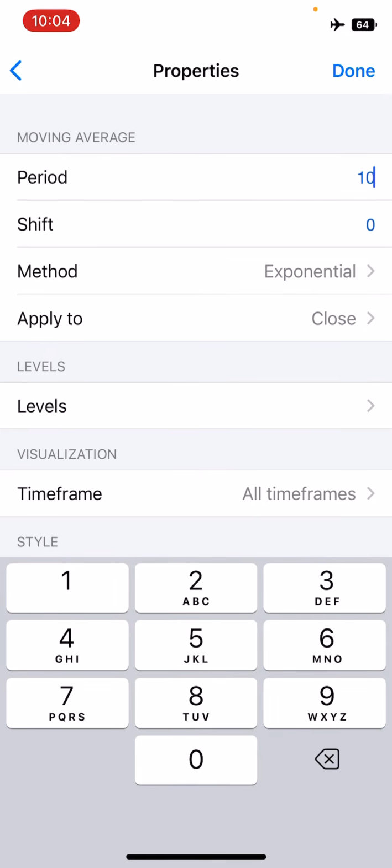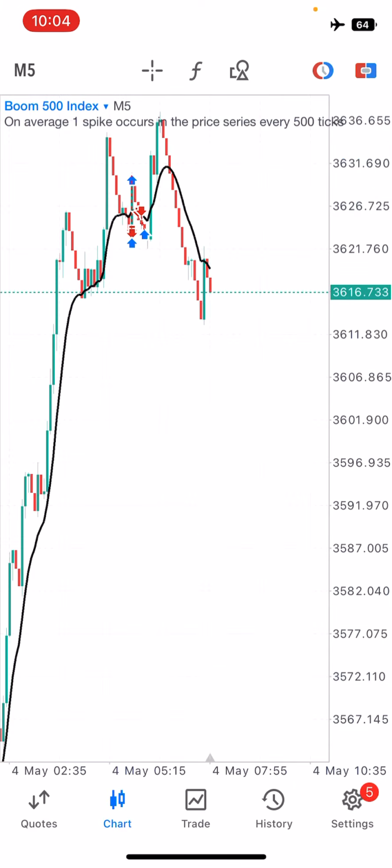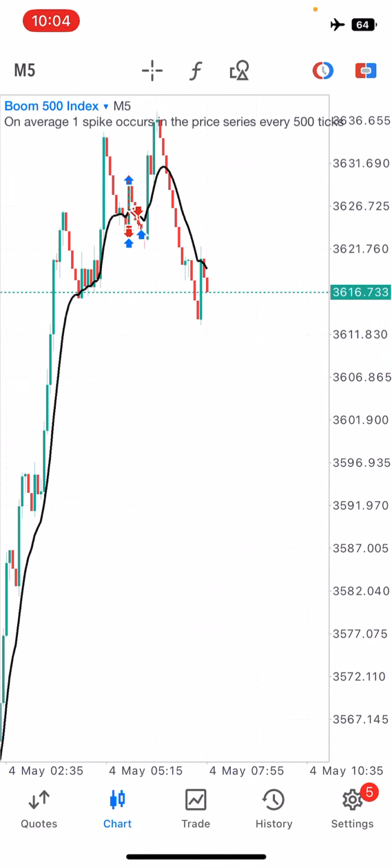This indicator is what we call the EMA 10, and I'll explain to you later on what the EMA 10 represents and what it does. But for now, we'll click done, and as you can see, we'll have that black line showing on our charts, and it means that we have successfully installed this first indicator.